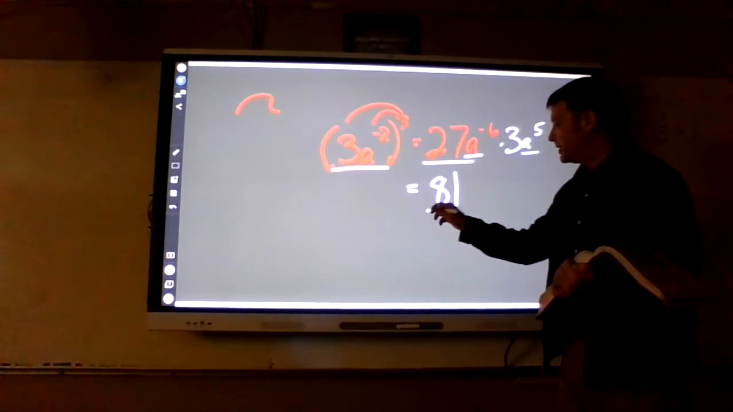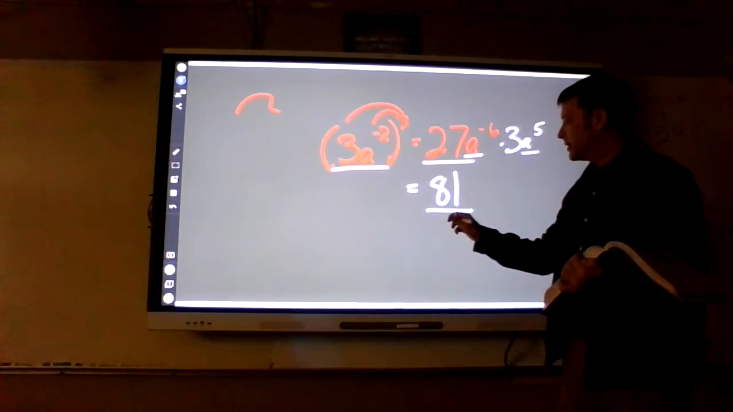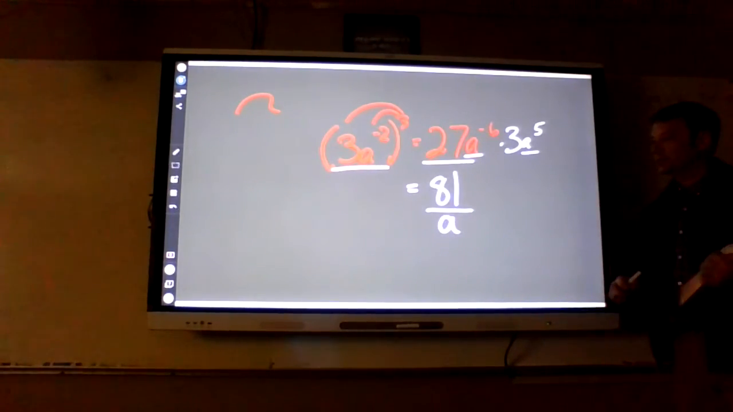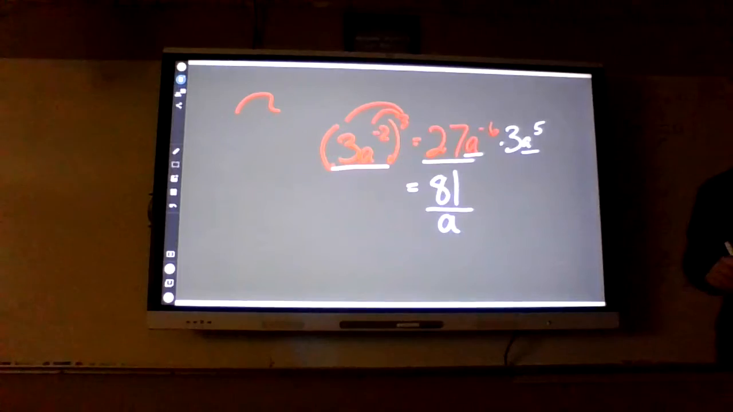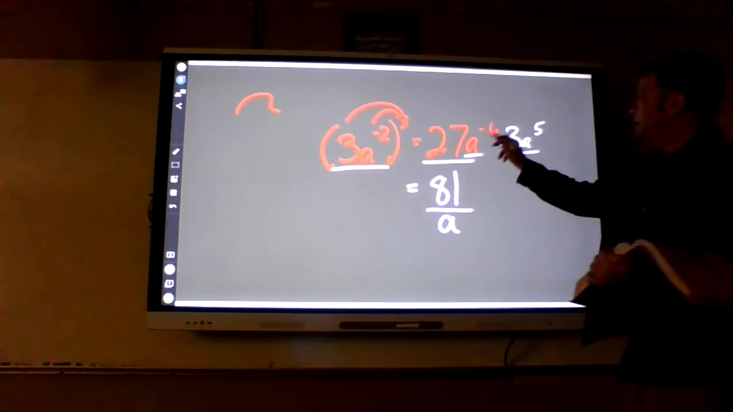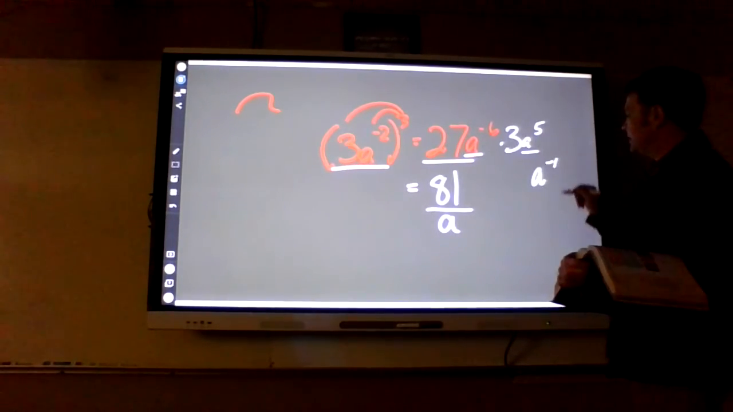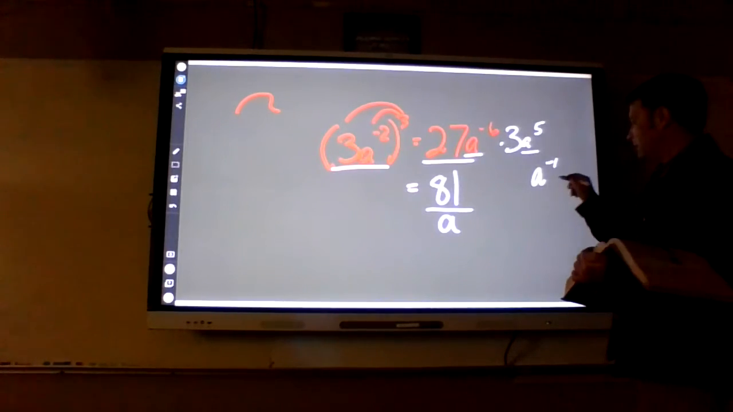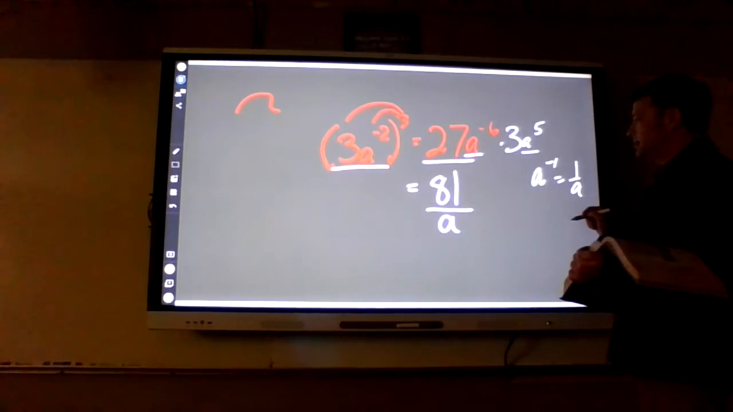They did not put negative exponents, so instead of a to the negative 1, we'll just put a on the bottom. Wait, why would a be on the bottom? Negative 6 plus 5 is negative 1, which is the same thing as 1 over a.